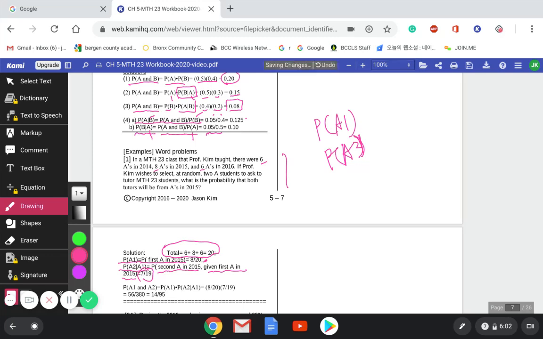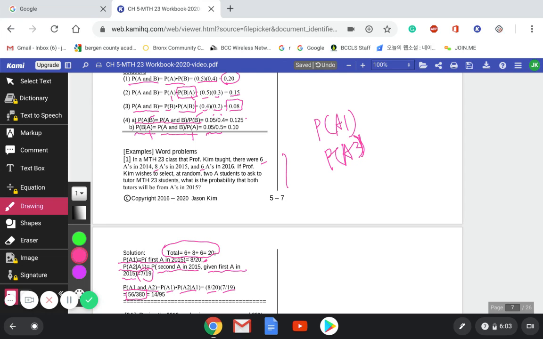So it's not 8 out of 20 anymore. One has been chosen already, so it has affected it as 7 out of 19. So the probability of choosing 2 students is the probability of A1 times the probability of A2 given A1. So it's 8 out of 20 multiplied by 7 out of 19, which is 56 out of 380. Does that make sense? Well, that's good.